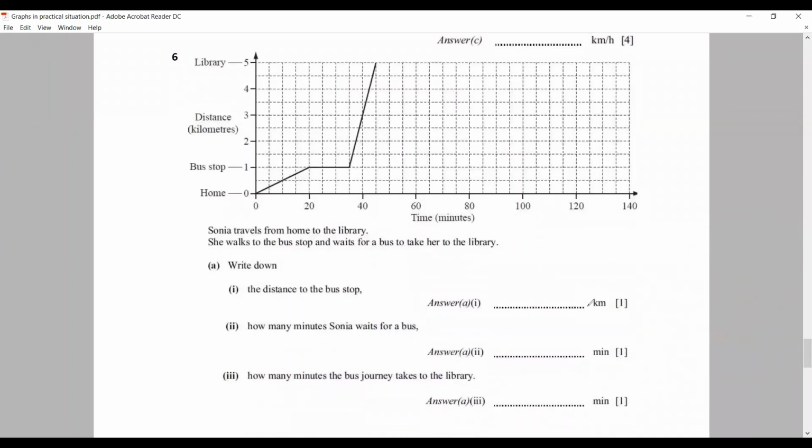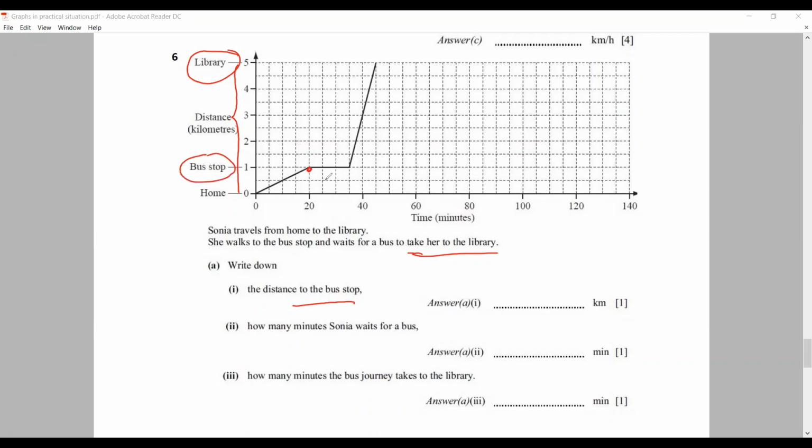Okay, this is again a distance versus time graph. This is about Sonia's journey from home to the library. So this is the library, and that is 5 kilometers away from her home. She walks to the bus stop first and then waits for a bus to take her to the library. The distance to the bus stop. So this is the bus stop. Why? How do I know this is the bus?